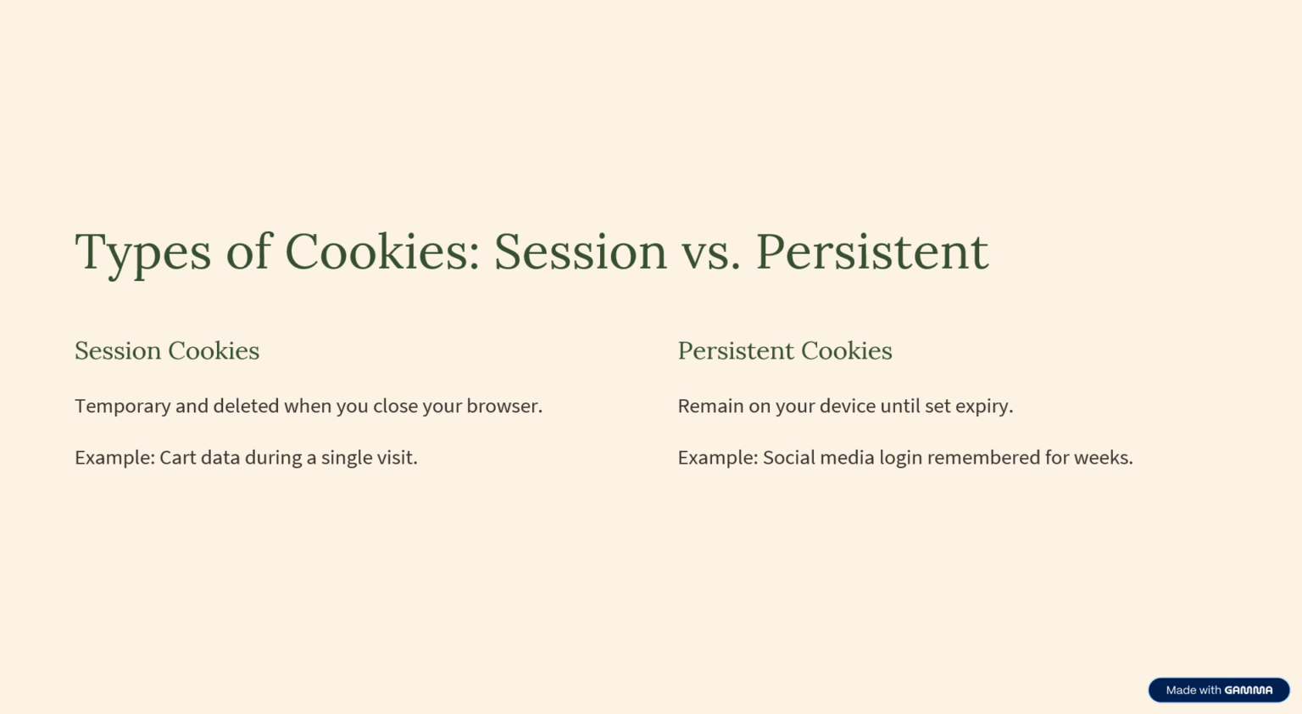And the persistent cookie remains on your device until its set expiry. For example, social media login remembered for weeks. It means when we visit Instagram, it does not delete our data because it does not have an expiry date until when we set it. And for example, Facebook remembers your login for weeks unless you manually log out. If you have any query related to cookies or their types, you can comment in the comment box.